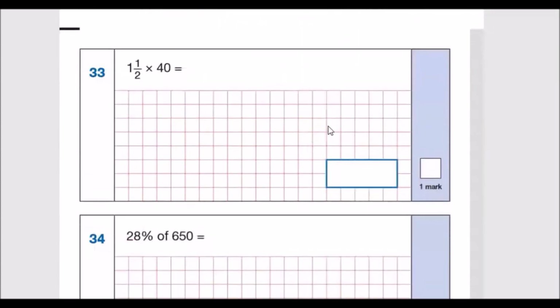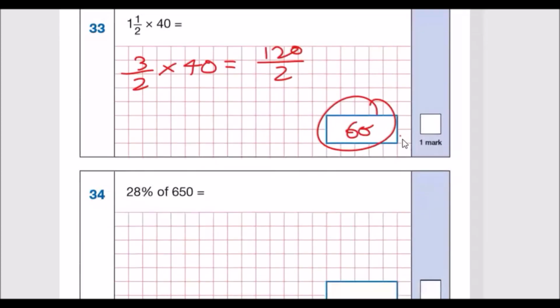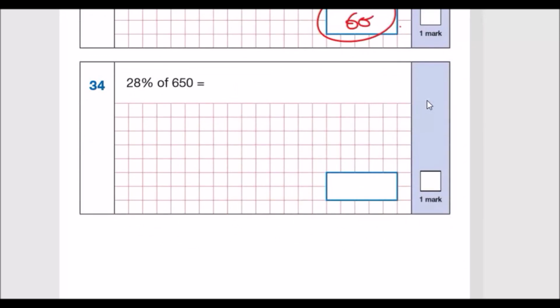Nice. Now 1 and 1/2 times 40. All right, let's do this. First things first, change it to an improper fraction. 1 times 2 is 2, plus 1 is 3, so 3/2 times 40. Now just times it across. 3 times 40 is 120, over 2, divided by the bottom. Half of this is 60. Easy. Very easy money.